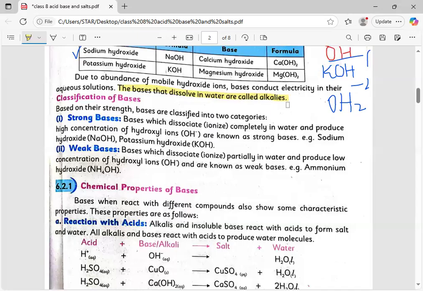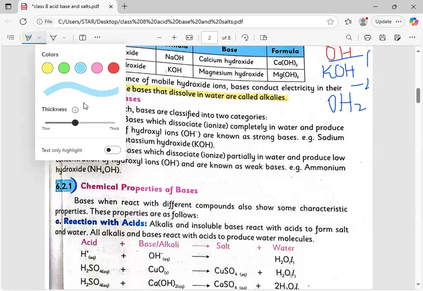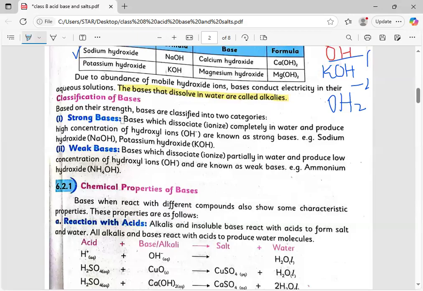Okay. So now, same as with acids, we have a further classification of bases into two categories on the basis of their strength, meaning dissociation power. So the first is a strong base. What is a strong base, students? Bases which dissociate completely in water.